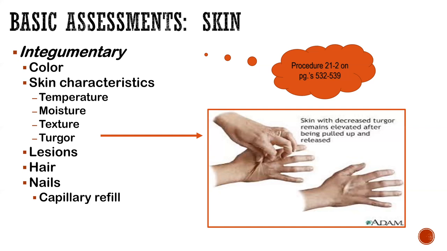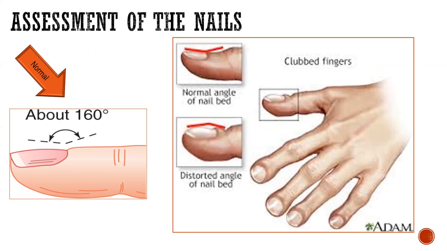So here's a little bit more about assessment of the nails. An appropriate nail angle should be 160 degrees, right? You can see to the right of your screen that this is clubbing, in which the nail plate angle is 180 degrees. It's associated with long-term hypoxic states such as chronic lung disease. And then there's something also called spoon-shaped nails, which can occur from iron deficiency as well.